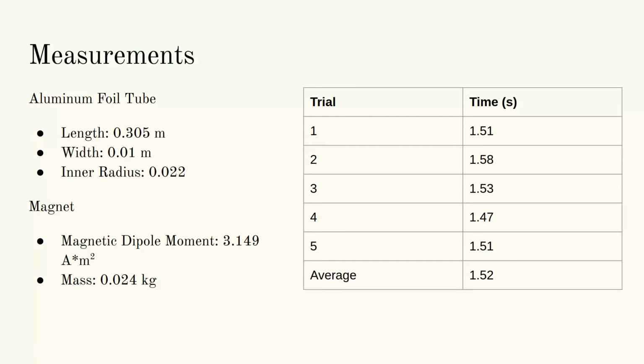To the left is critical data required for the simulation calculations. The magnetic dipole moment derived from Lab 3's results, as both experiments utilize the same bar magnet. The table on the right contains the drop times of the magnet through the aluminum foil tube.